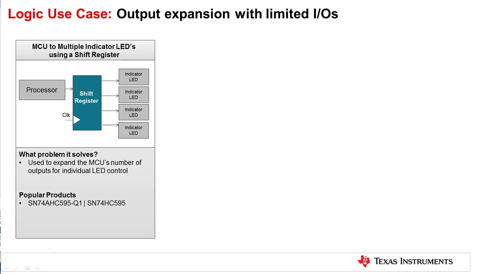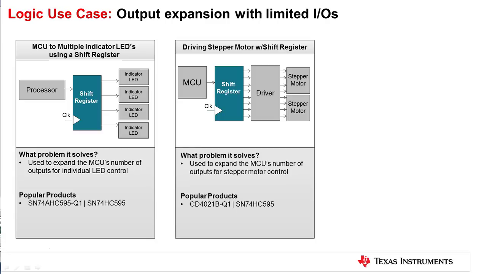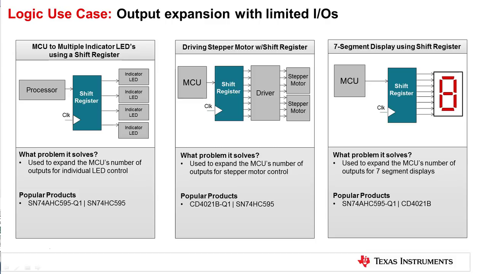Similarly, the output of the shift register combined with high drive buffers could be used to control stepper motors. The output expansion using shift register is used here to control the 7-segment LED display.